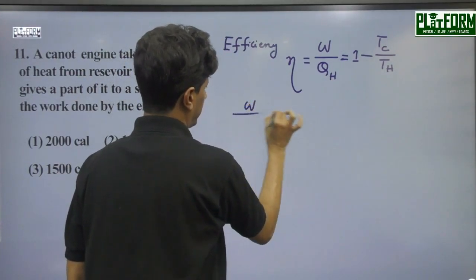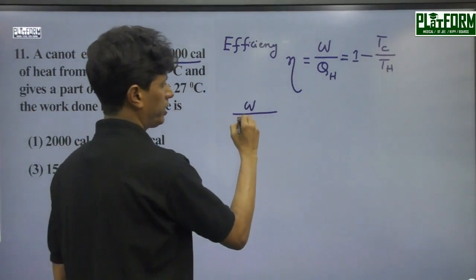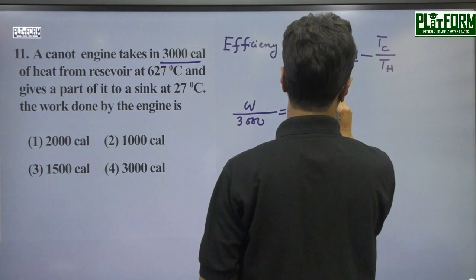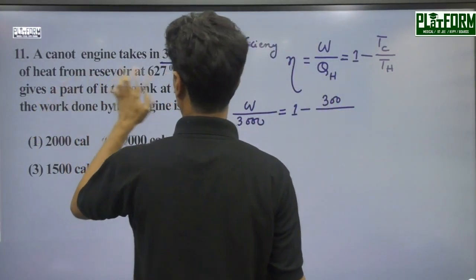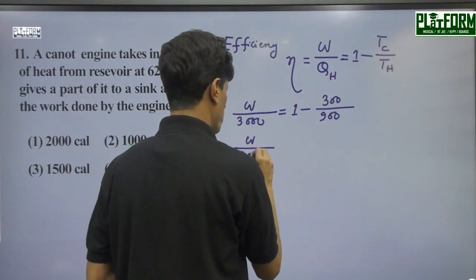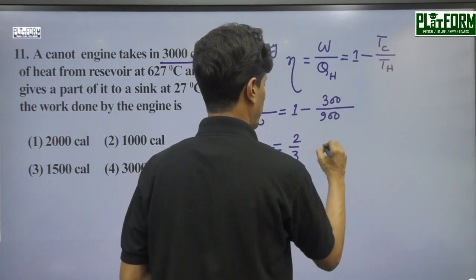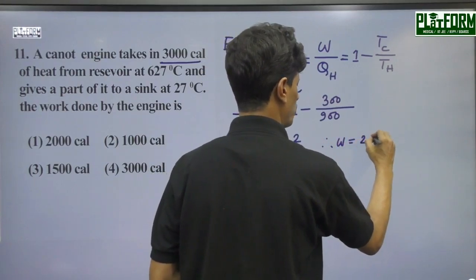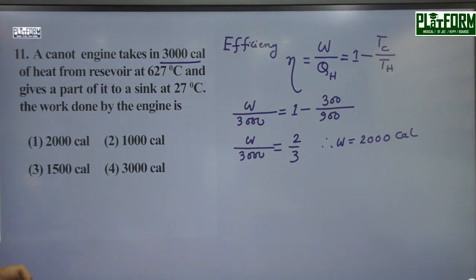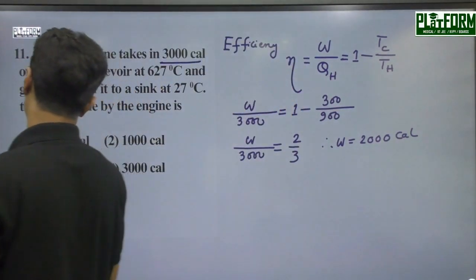Work done and the heat taken from the source, 3000 cal, it is 3000, and temperature 300 Kelvin by 900 Kelvin. Work done by 3000 by 2/3, and the result is work done is equal to 2000 cal. Though cal is the unit of heat, we can also write the amount of work done in terms of cal. So the right option here is 1.